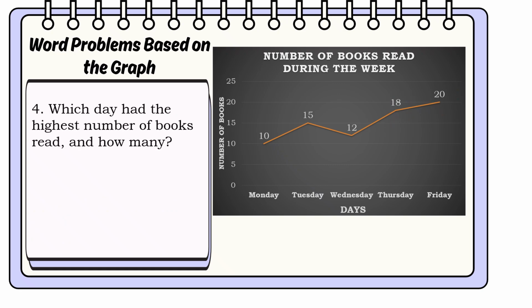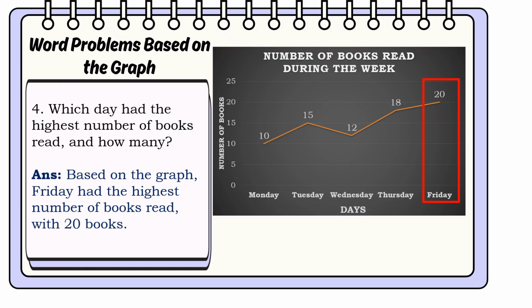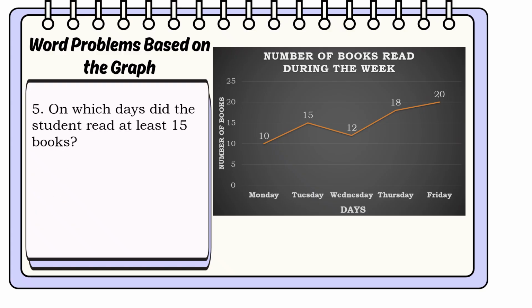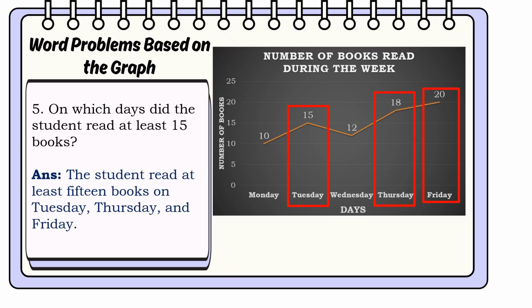Next question. Which day had the highest number of books read, and how many? What do you think the answer is? Alright. Based on the graph, Friday had the highest number of books read with 20 books. Next question. On which days did the student read at least 15 books? What do you think your answer is? Alright, let's find out. So, the student read at least 15 books on Tuesday, Thursday, and Friday.